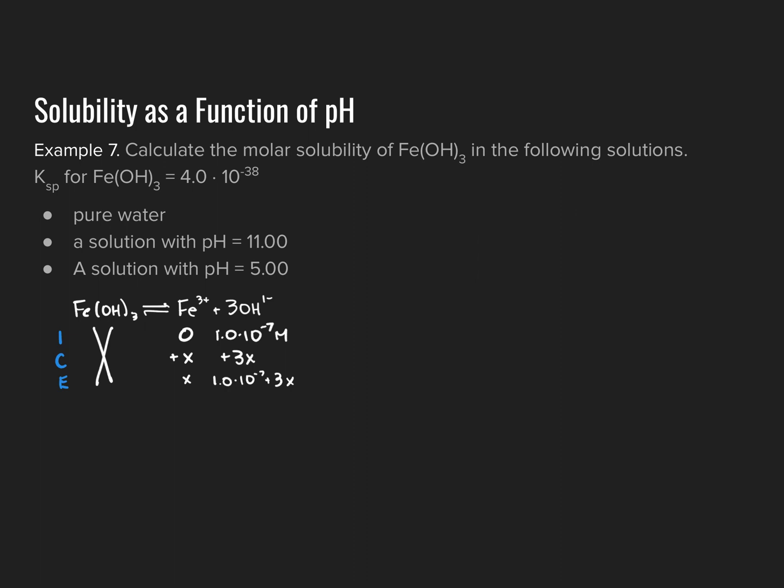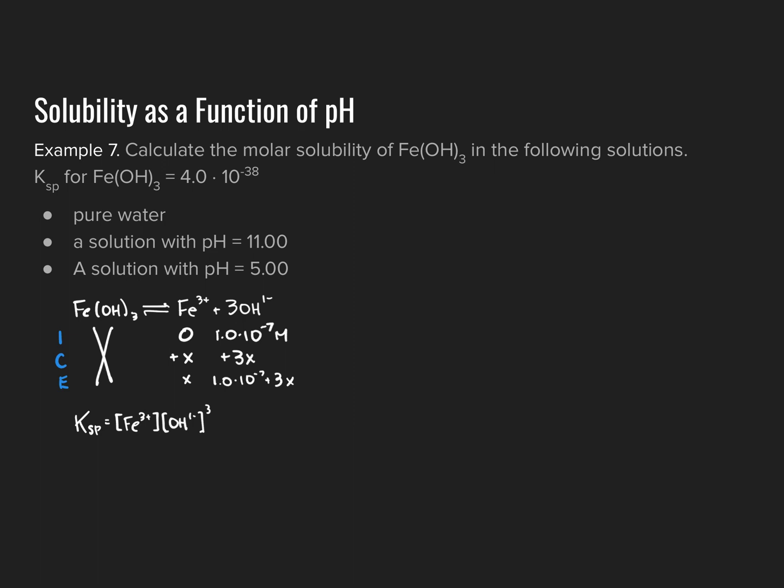Now, from this position, let's now go ahead and write a Ksp expression for our equation. The equilibrium which governs the dissociation here would be defined by the concentration of the ferric ion, Fe3+, times the concentration of that hydroxide ion, which is going to get cubed. And we can now go ahead and plug in our given values into this expression.